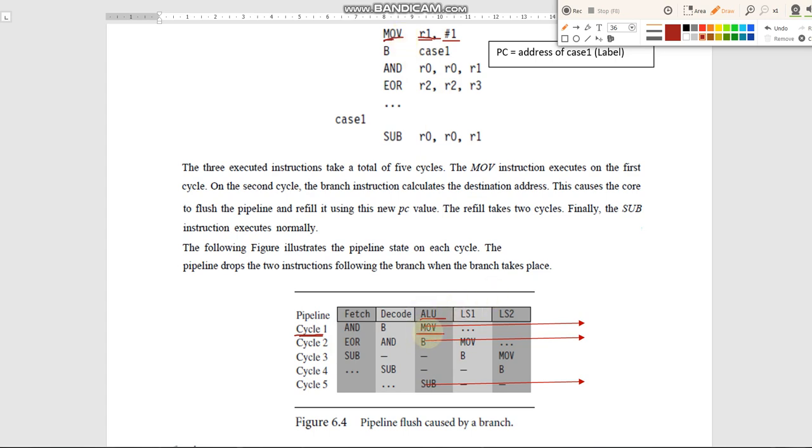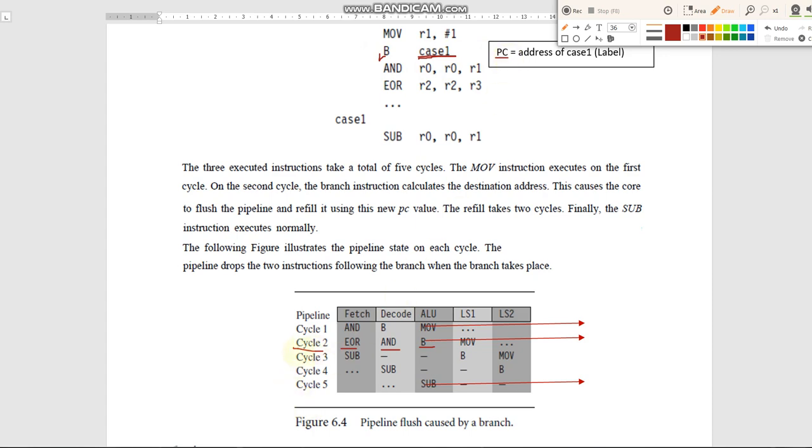At the end of cycle 1, the result of the move instruction is available in the R1 register. When cycle 2 begins, the branch instruction enters into the ALU phase, the AND instruction enters into the decode phase, and the next instruction, the EOR instruction, enters into the fetch phase. Now see what happens. The branch instruction means the address of the label, case 1, a user defined label. The address of this label should be loaded into the PC.